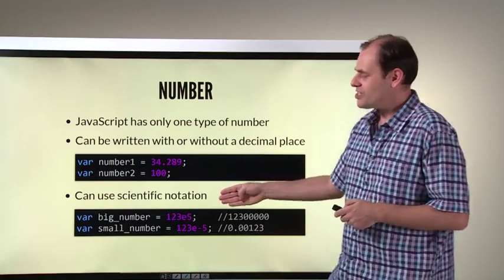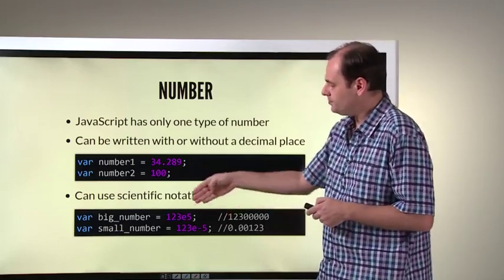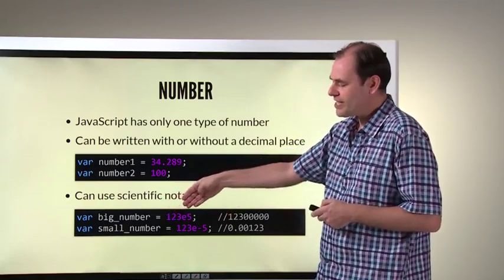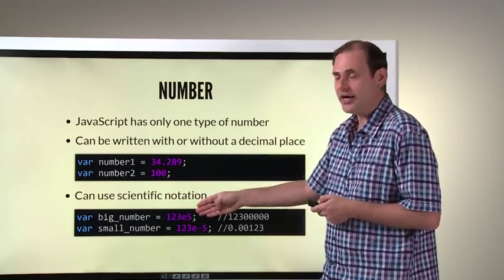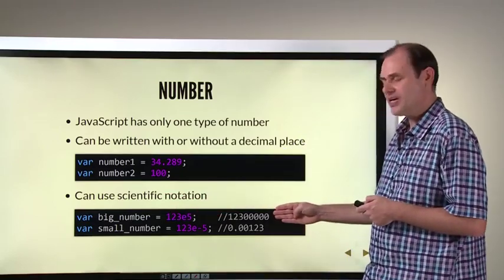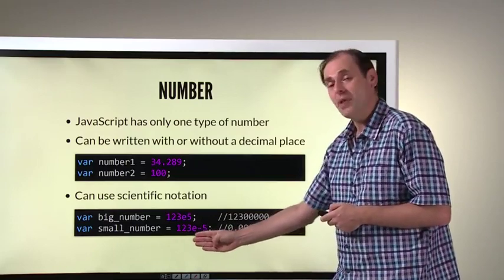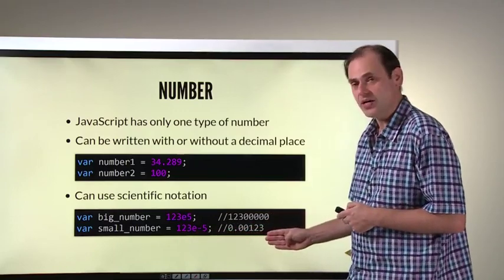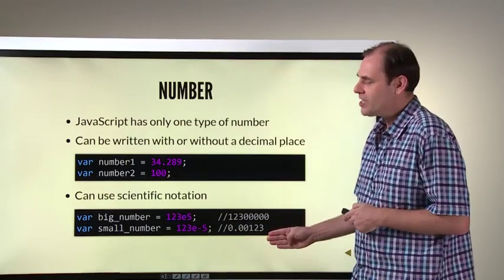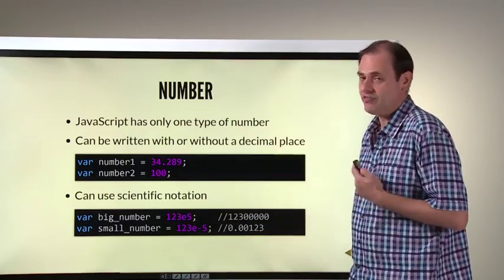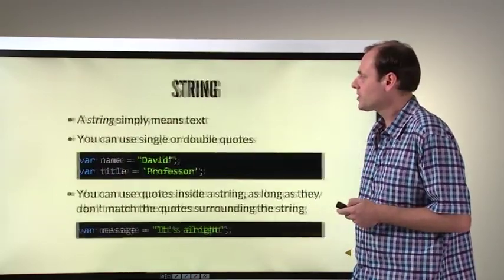You can also use scientific notation. So this is 1, 2, 3 to the power of 5. That gives you this number here. And we can have 1, 2, 3 to the power of -5. That gives you this number here. Those are all okay. Those are all types of number variable in JavaScript.